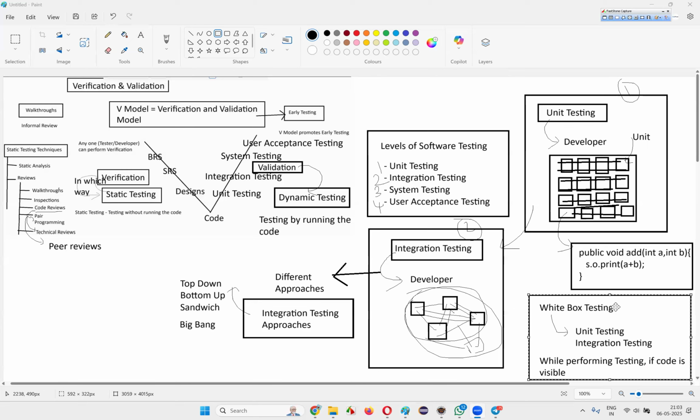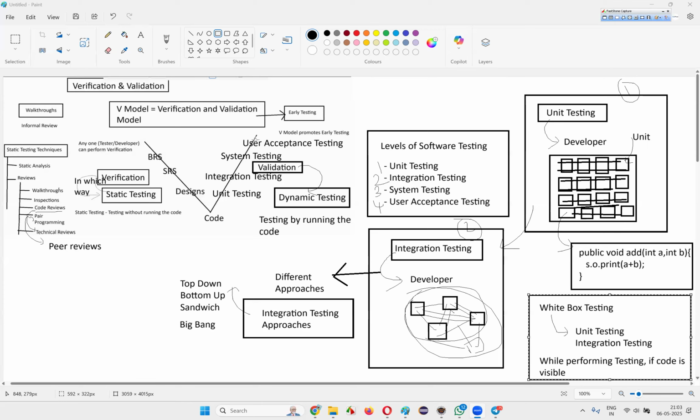Unit testing is white box testing. Integration testing is also white box testing because the developer will be performing the unit testing. While performing unit testing, the unit piece of code will be visible here. That's why unit testing is a white box testing type. And in integration testing, multiple units will be clubbed together, and each and every unit's code will be visible here. That's why integration testing is also white box testing.